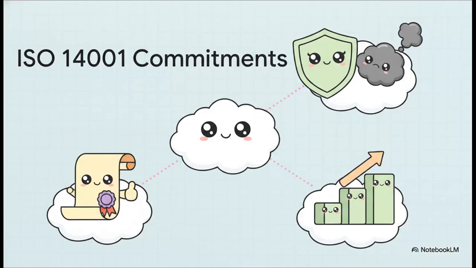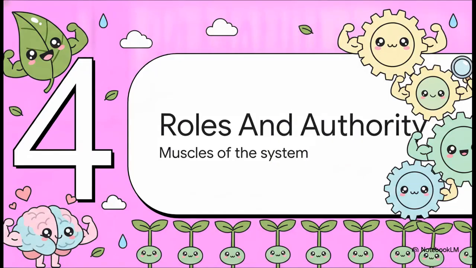And that digital authorization triggers 3 non-negotiable commitments that have to be integrated directly into the business. First up, the prevention of pollution, which means proactive measures, not just cleaning up spills after the fact. Second, the fulfillment of legal compliance obligations, ensuring every single permit and regulation is systematically met. And third, the continual improvement of the EMS itself, proving that the organization's environmental performance is actually getting tangibly better year after year. All right, Section 4, assigning roles and authority.